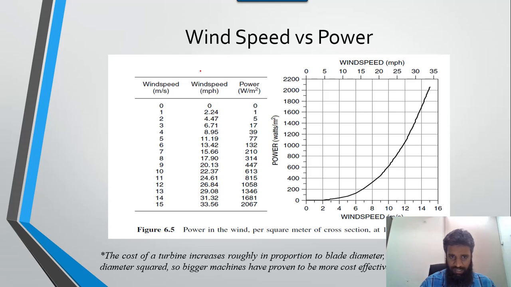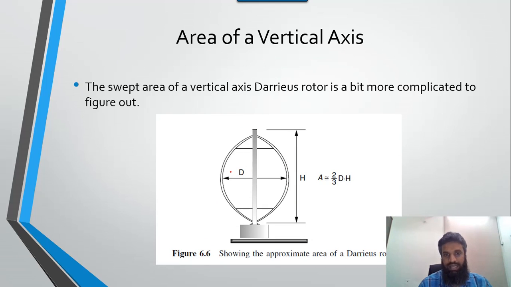So if you see, this is the wind speed and this is the power. Initially both are zero, then the wind speed gradually increases, and so does the power. And after that, when the wind speed increases, the power is basically the cube function of the velocity, so the output energy increases drastically. The second type of wind turbine is the vertical axis wind turbine, where the area would be 2 by 3 D into H, where D is the turbine diameter and H is the height of the turbine.